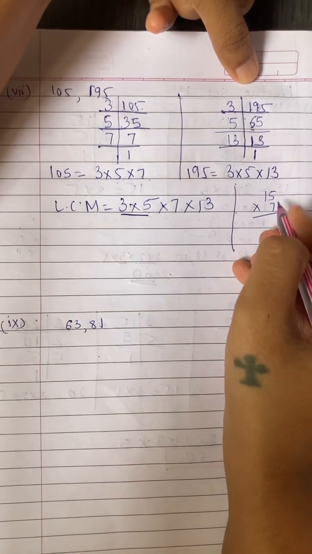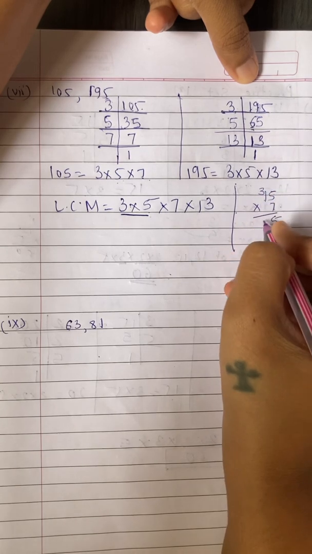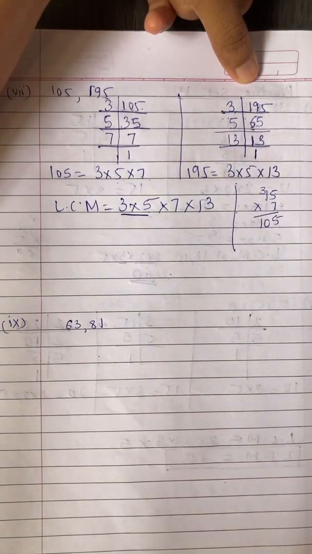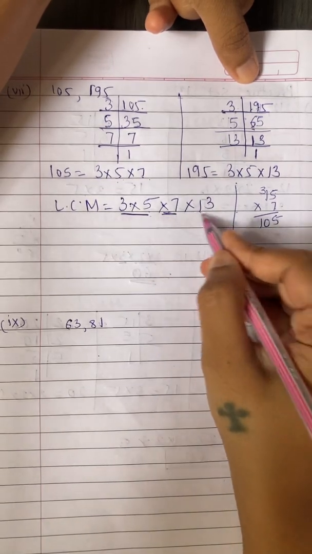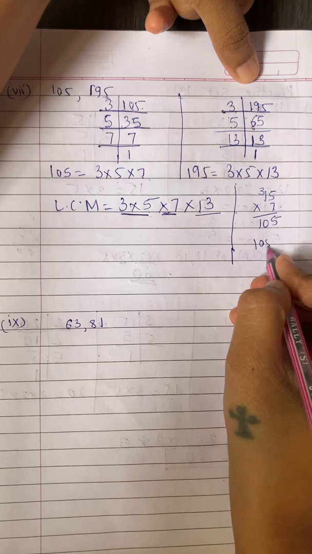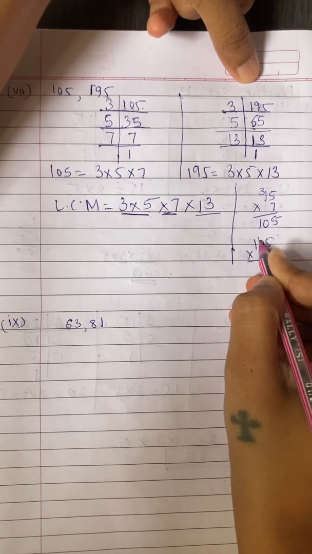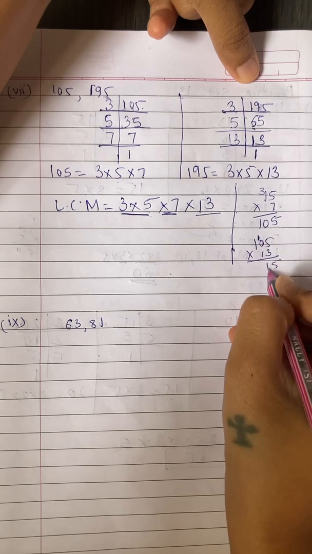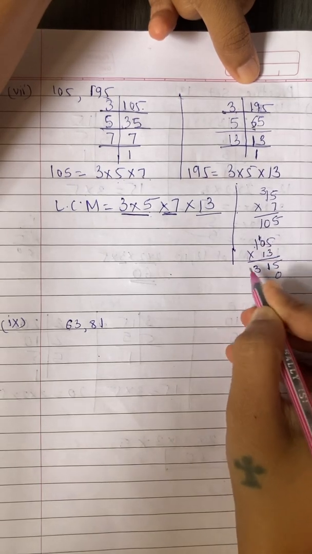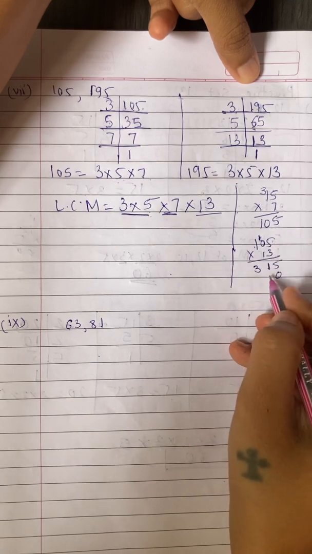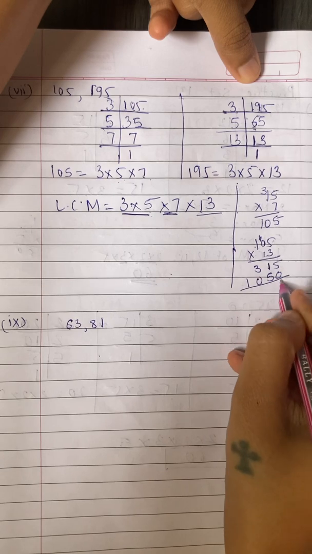15 into 7. 7 5s are 35. 3 carry. 7 1s are 7 plus 3 is 10. Now 105 is the answer. Now 105 into 13 you do. So 105 into 13. 5 3s are 15. 1 carry. 3 zeros are 0. And 1 is already there. 3 1s are 3. Now 0 you write down over here. Now 5 1s are 5. 0 zeros are 0 and 1 1s are 1.